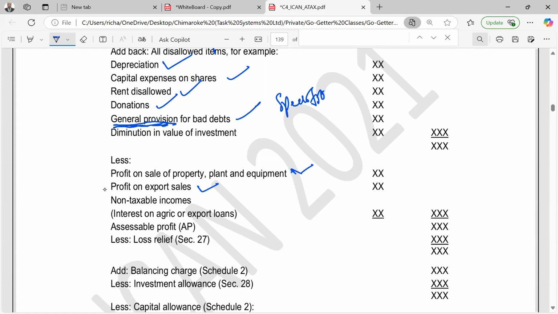You see here, it is going to be deducted. Then non-taxable incomes. There are some incomes that are non-taxable, e.g., interest on agri or export loans. All the interest that you accrue on export loans, you are going to less them.